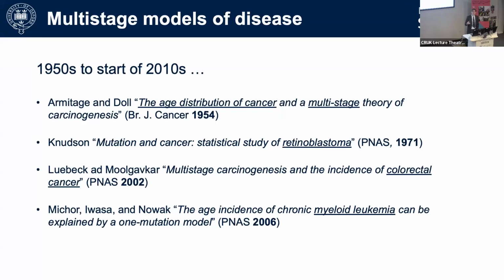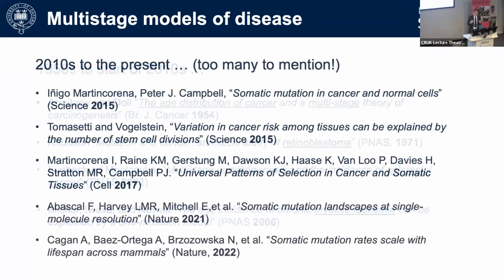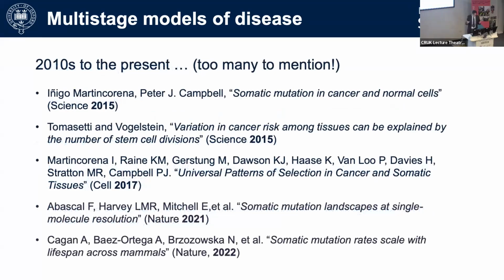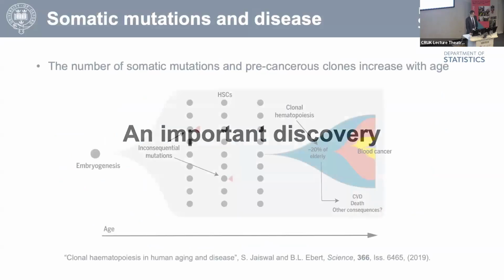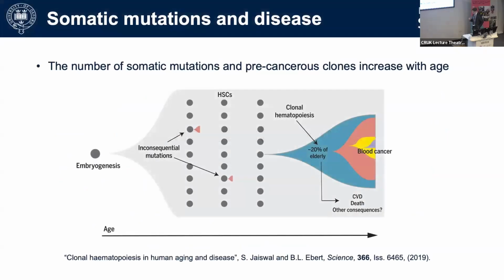But it was really around 2015 or so that there was a real explosion of papers related to this topic. And this arose from the availability of genetic sequencing of cancers. So you could really start to interrogate what was going on in reality. And for me, perhaps the most important thing to come out of this new wave of work was the recognition of just how common precancerous clones are as we age.